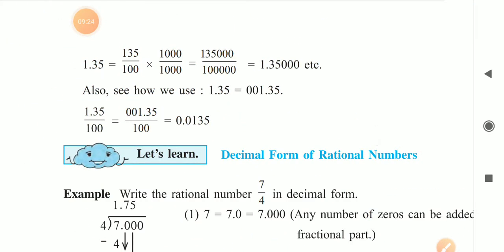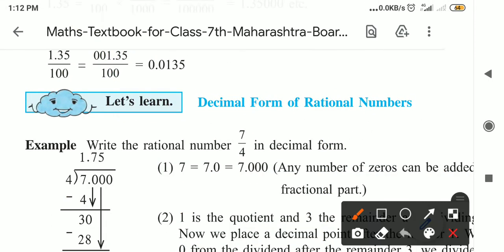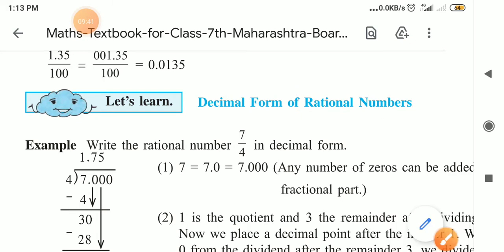Now we will see the decimal form of rational numbers. As you know, the lesson name is rational numbers. So the decimal form of a rational number is first of all very easy. So how to divide it?